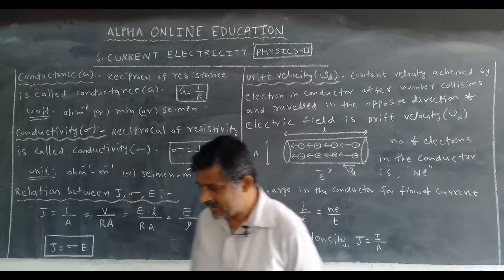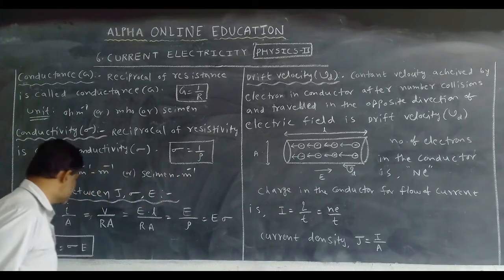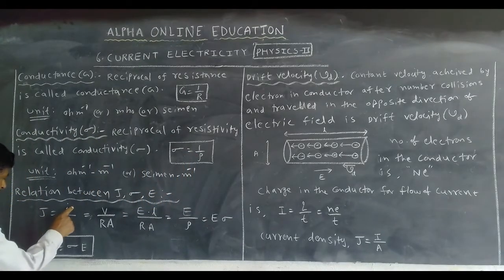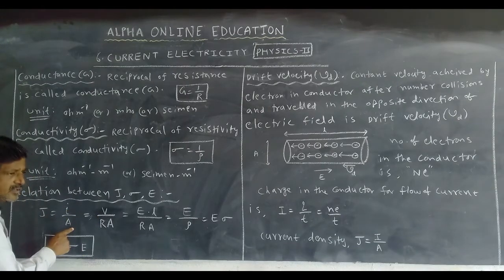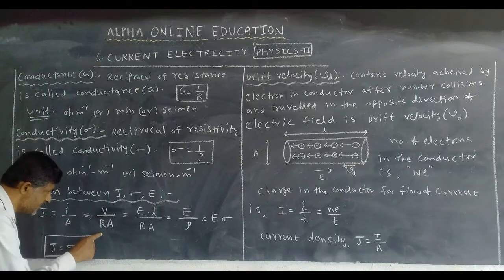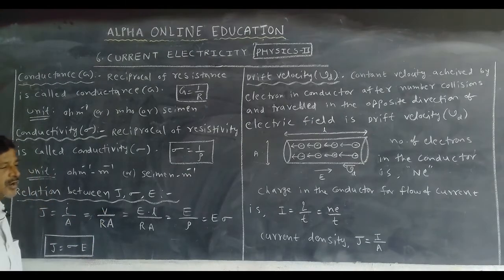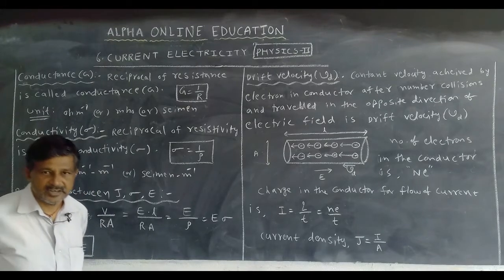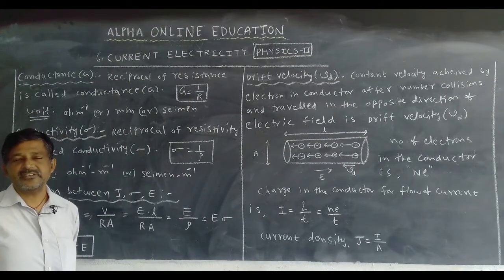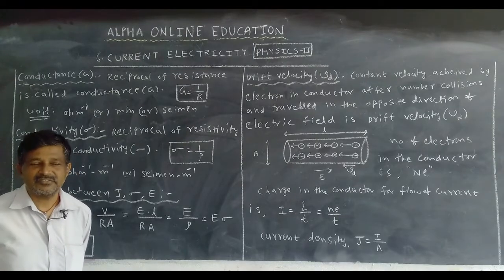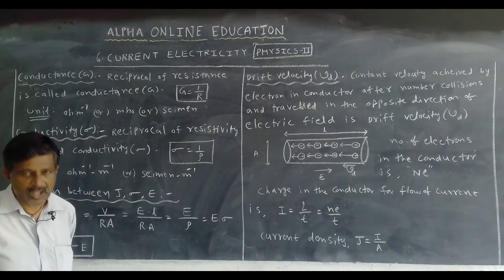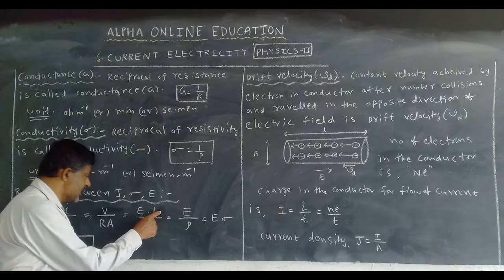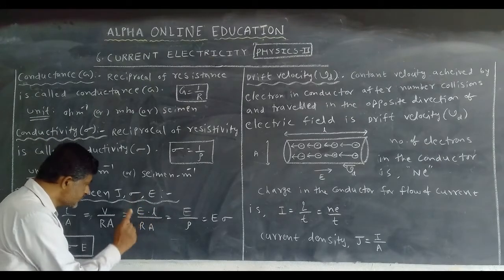We know the mathematical expression for current density: J is equal to I by A. According to Ohm's law, I is equal to V by R. And V is the electric potential. We know the relation between electric potential and intensity of electric field: V is equal to E into L, where instead of R we take L.